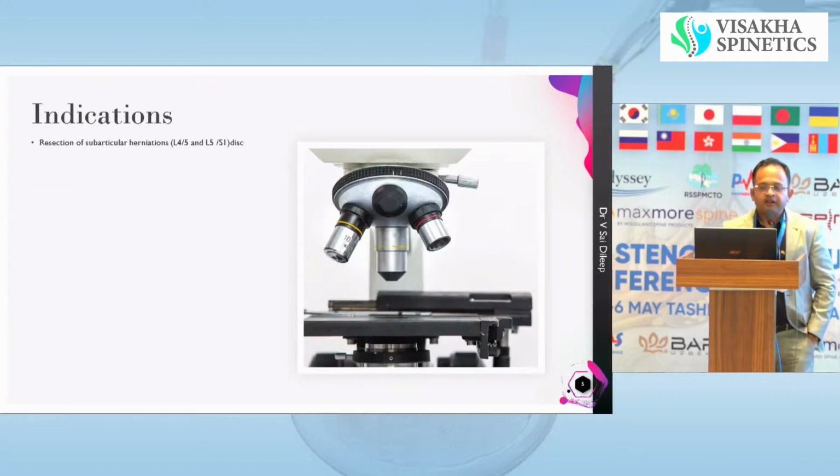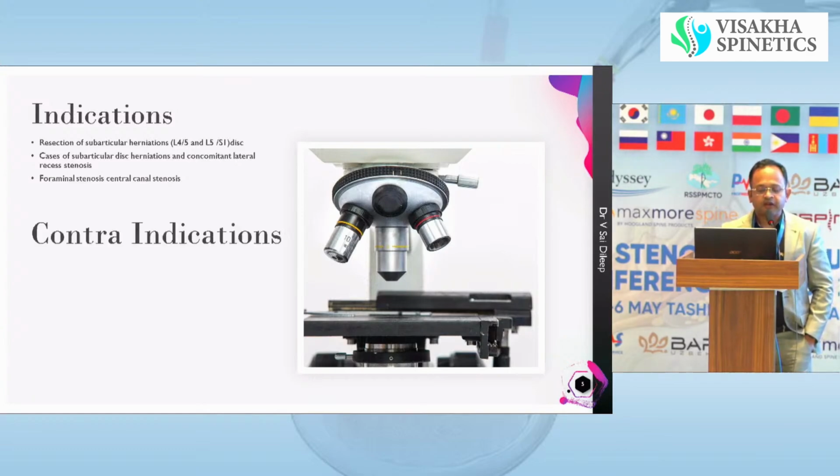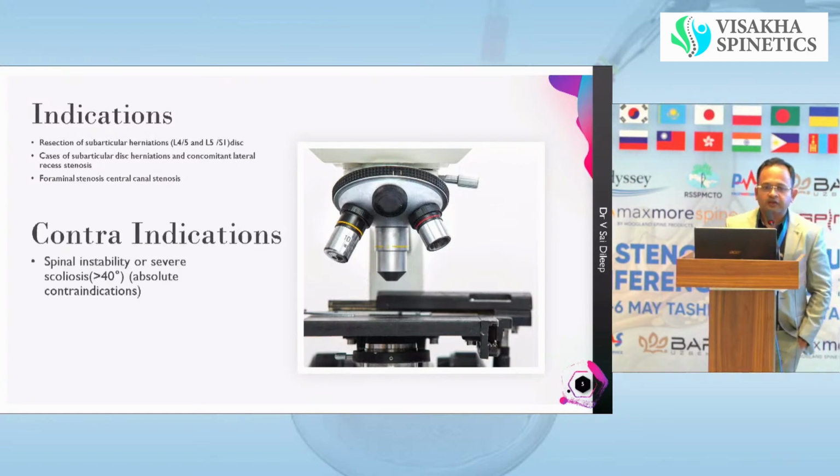The initial indications for the basic interlaminar technique were just subarticular herniations of L4-L5 and L5S1, and lateral recess stenosis. Foraminal and central stenosis are now the present indications. Spinal instability was a contraindication, as was severe scoliosis, where you expect the anatomy to be disturbed, which you need to see. Now even those kinds of cases have been taken up with endoscopic spine surgery with the help of navigation.